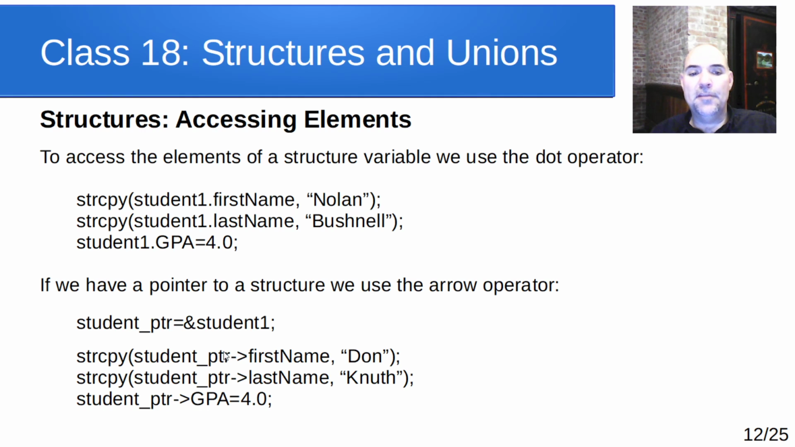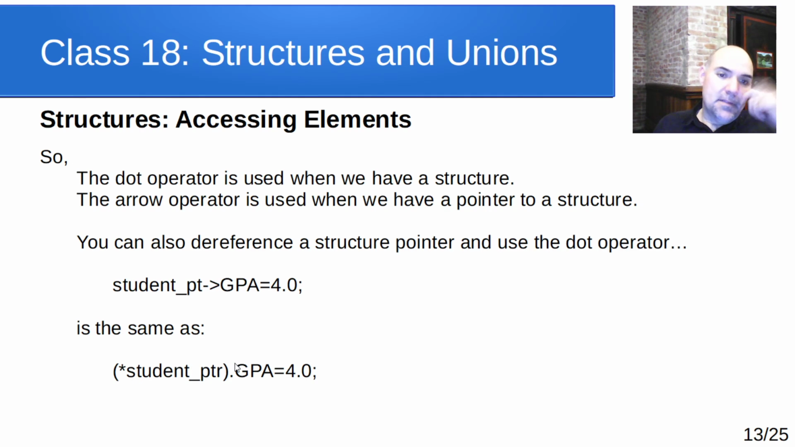So notice these are doing an equivalent thing, but this one's using an actual structure. When we have an actual structure, we use a dot. When I have a pointer to a structure, I use the arrow operator. So the dot operator is used when we have an actual structure. The arrow operator is used when we have a pointer to a structure.